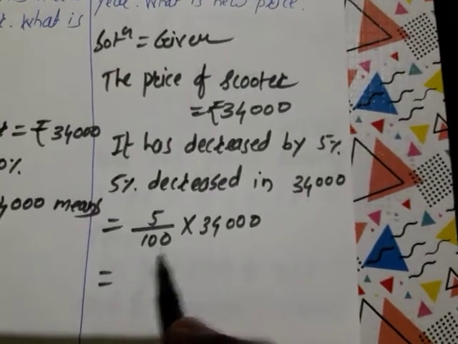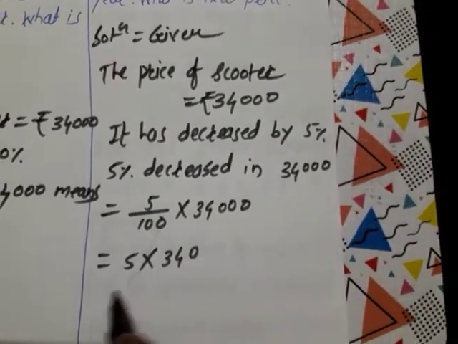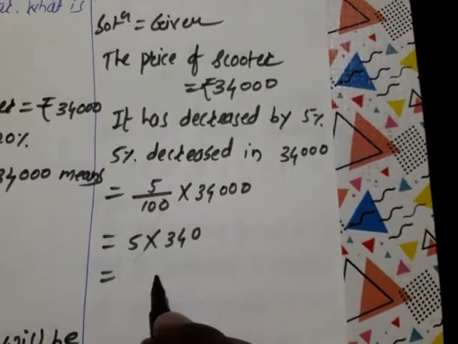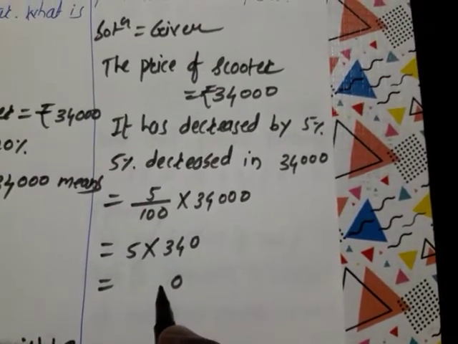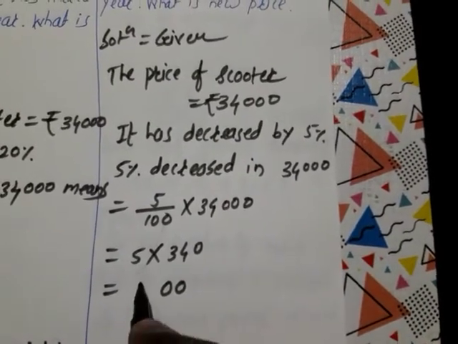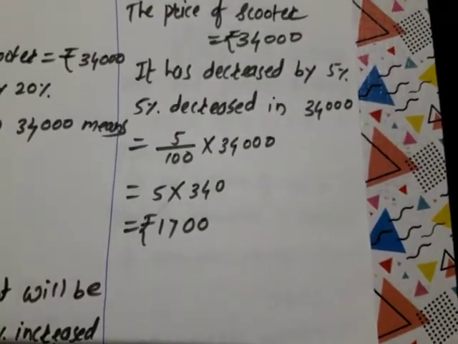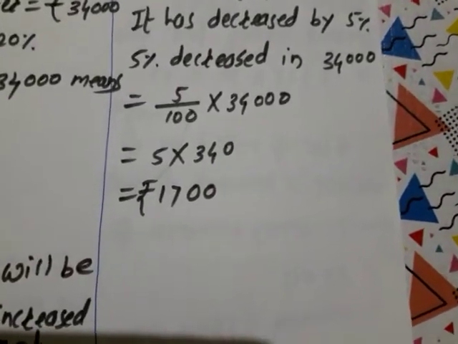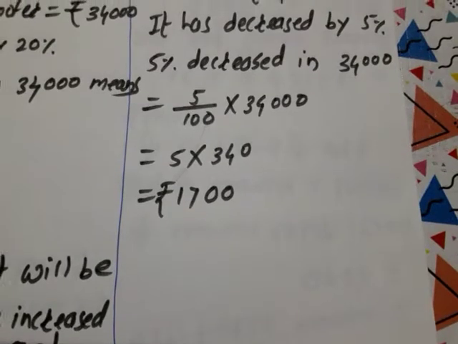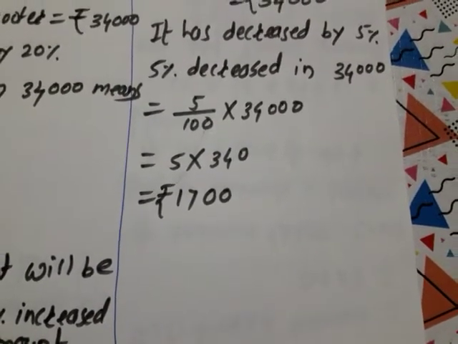We will solve this. 0 0 will get cancelled, 0 0 will get cancelled. 5 into 340. Okay, multiply now. 5 into 0 is 0, 5 into 4 is 20, 0 remain 2, 5 3s are 15, plus 2 is 17. Means what is the decreased amount? 1700. 1700 is the decreased amount from that 34,000.